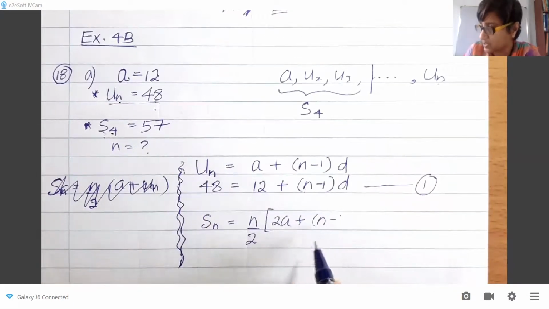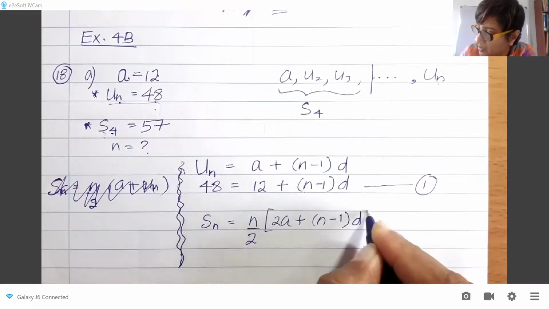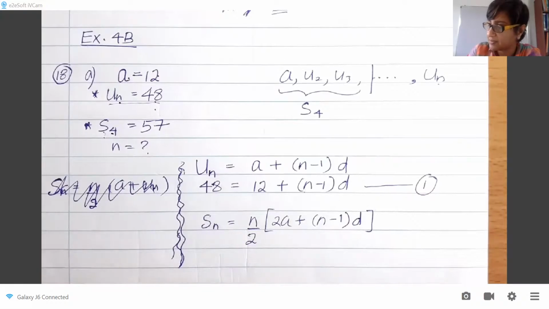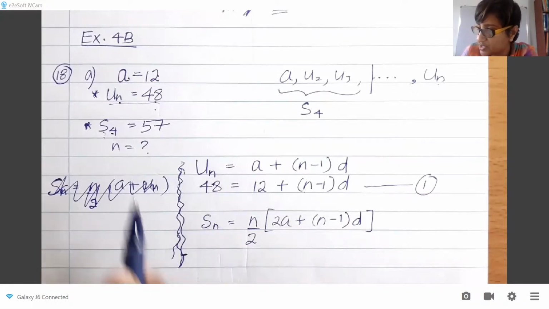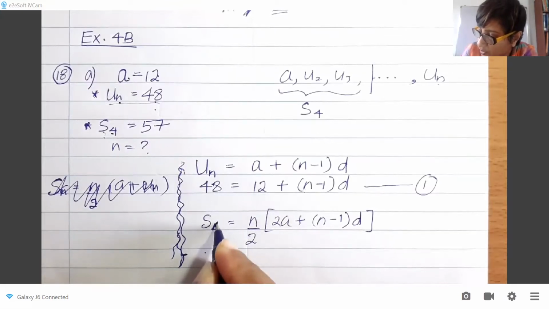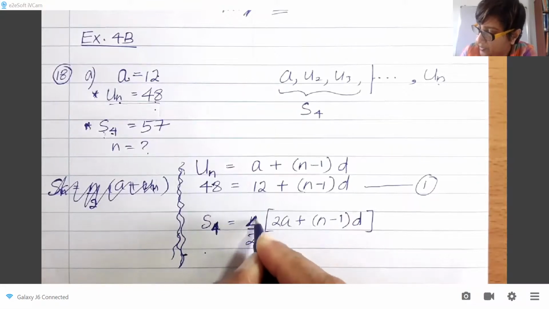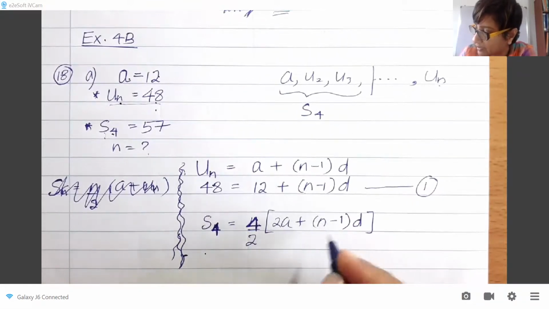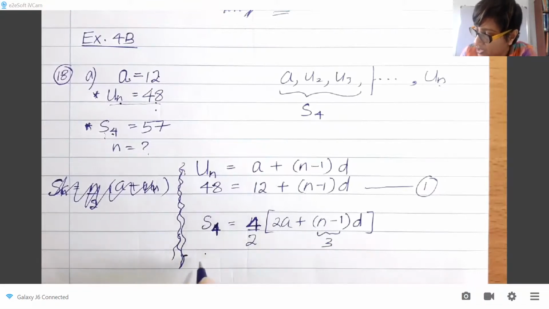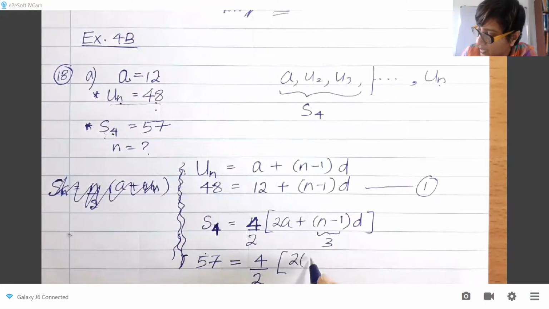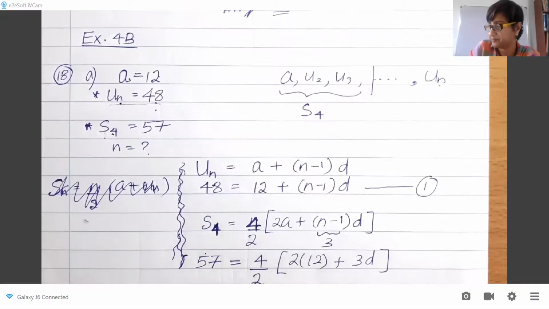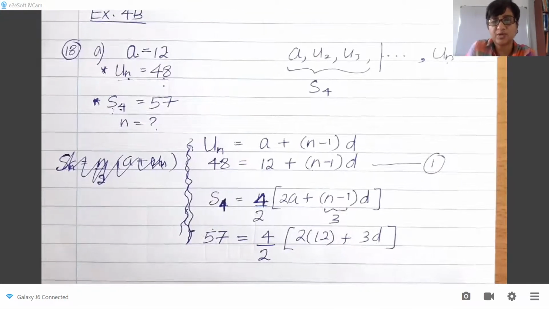Okay, so this is what you should do. Sorry, I took you in a different direction. I have S4, right? So if this is 4, this would be 4, and this would be 3. Let me write it properly. So S4 is 57. 57 would be 4 divided by 2 times 2 times 12 plus 3d. I can find d from that. Do you see that equation only has d in it?